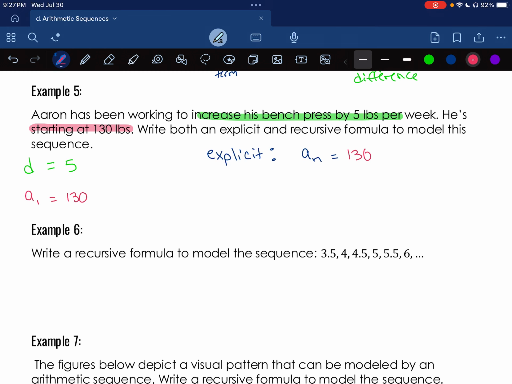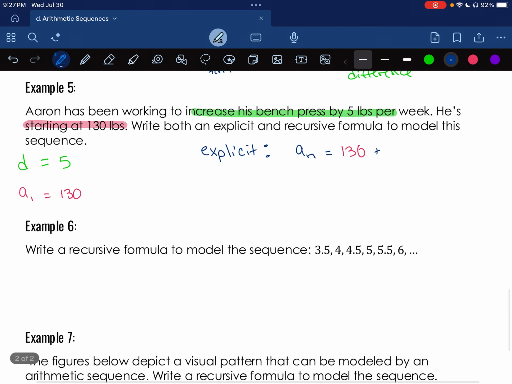However, if you wanted to see what this looks like recursively, then you would have a sub n is equal to a sub n minus 1 plus 5. So whatever the previous term is, then you would just add 5 to it.